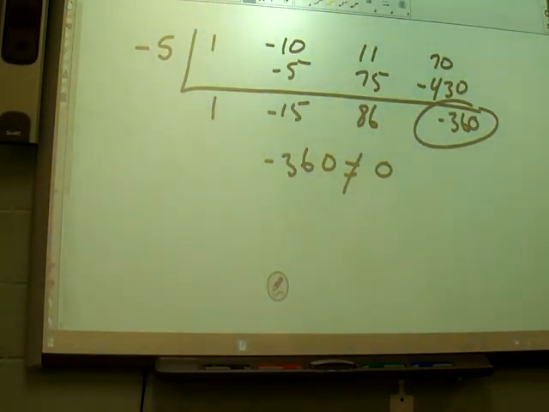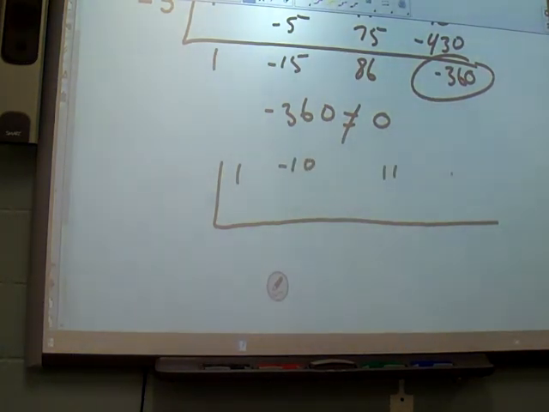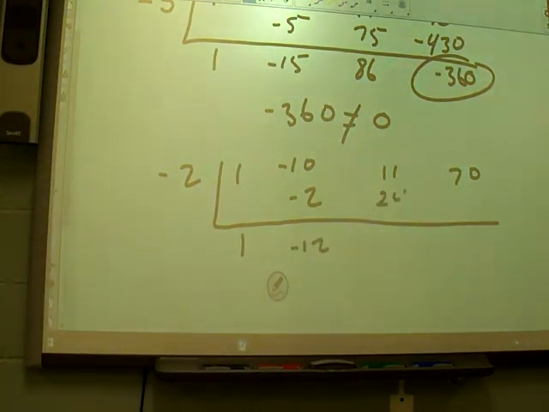Now for part B, it says show x plus 2 is a factor, and then factor completely. So I'm going to start with the same deal here. 1, -10, 11, 70. So if x plus 2 is a factor, I'm dividing by my -2. So 24 plus 11 is 35. 35 times -2 is -70. So there showed that it is a factor.